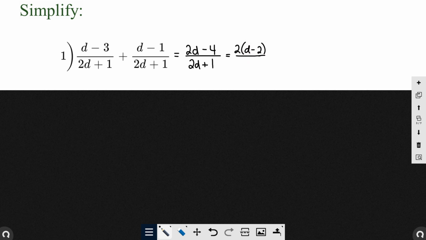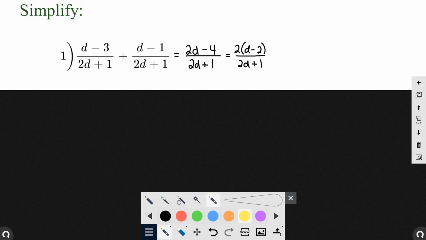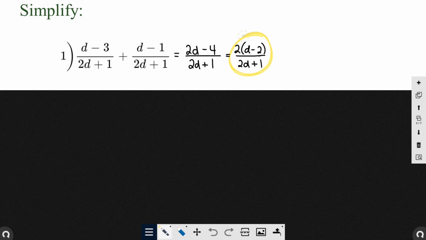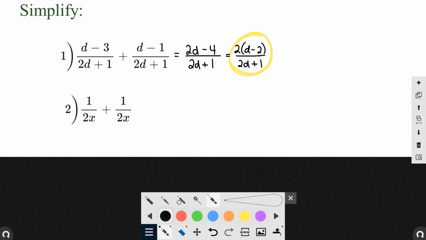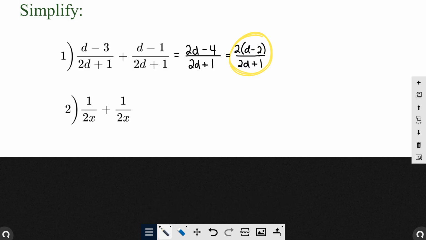Good. Can I factor the denominator? Nope. So it's just a 2d plus 1. So this would be my final answer right here. It needs to be factored and simplified to get that final answer. All right, there's question 2. Why don't you guys try question 2?